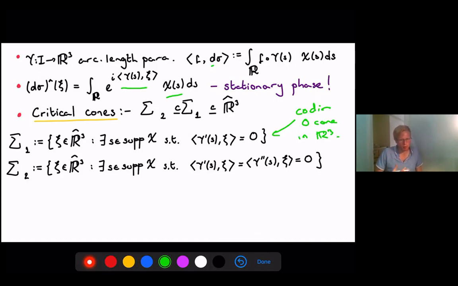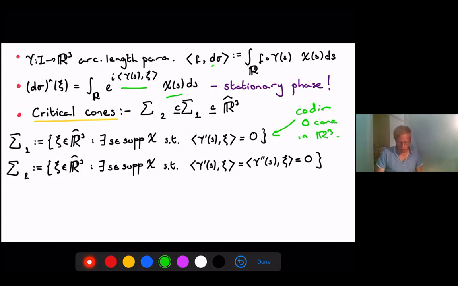However, we also have to distinguish between the nature of the critical points. Here we can have a situation where the critical point is non-degenerate, meaning the first order derivative vanishes but the second order derivative is non-zero, or there can also be degenerate critical points, and that's a really bad situation. So this leads us to consider another cone, which I'm calling sigma 2, and sigma 2 is the points in R3 where the phase admits a degenerate critical point, okay?